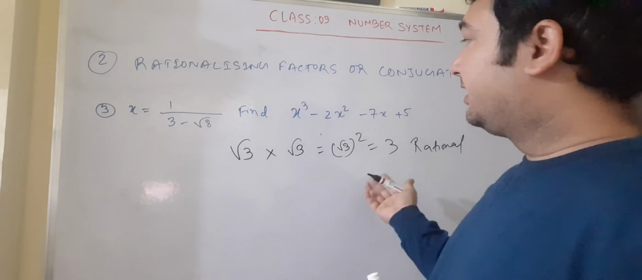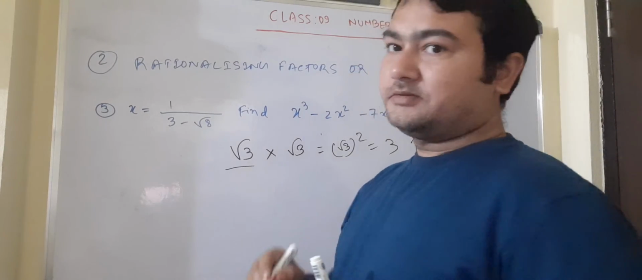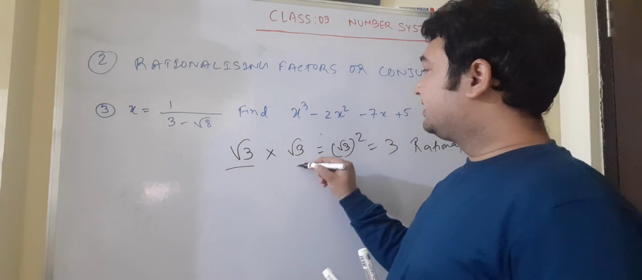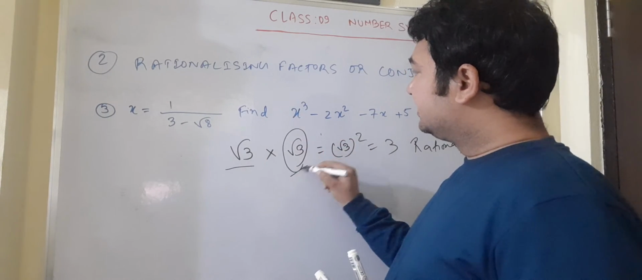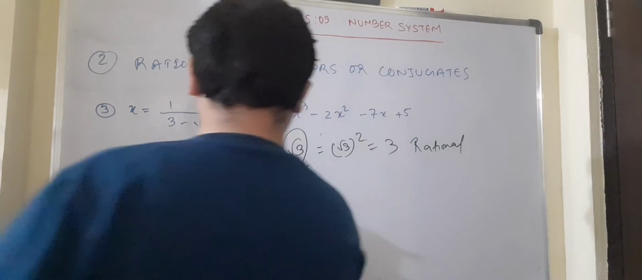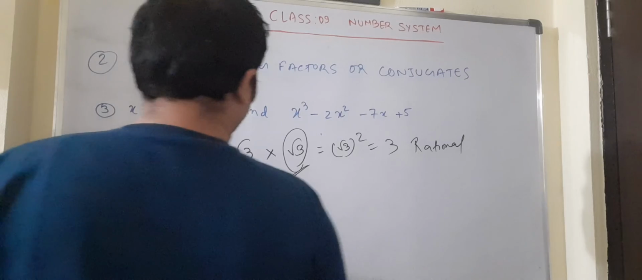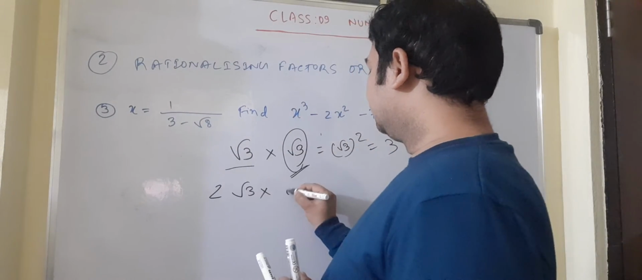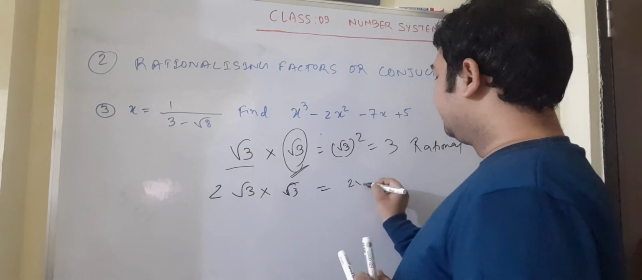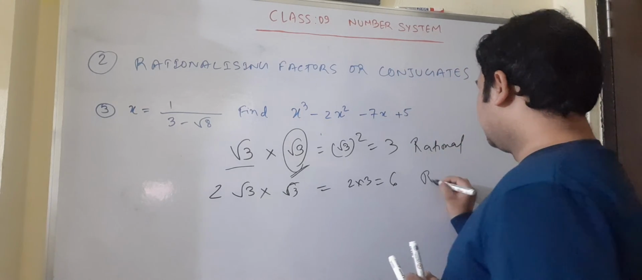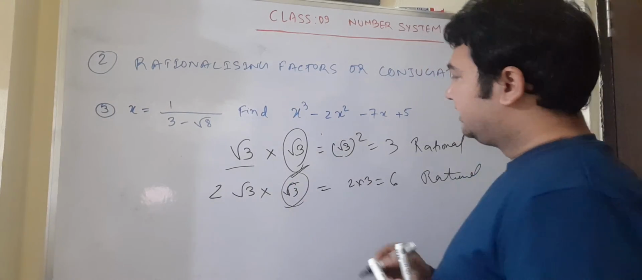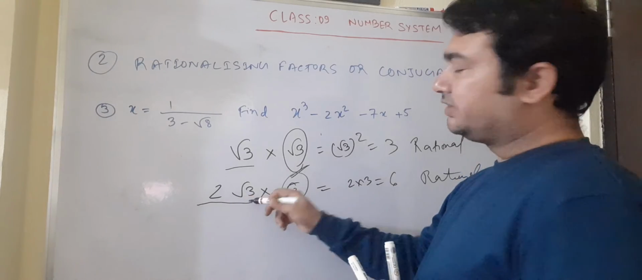So what we have done? We have done rationalization, because we have converted this irrational number into a rational number, and which number has helped us? This number. So this is the rationalizing factor. Again, if you have root 3 and you multiply it by 2 root 3, you will get 2 into 3, that is 6. Again a rational number. So root 3 is what again? A rationalizing factor of 2 root 3.